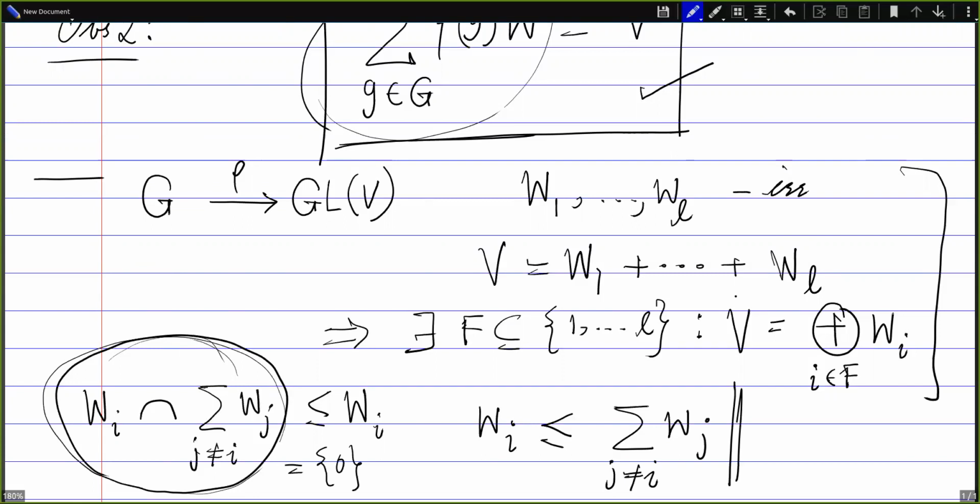So if this is not the case, then when we start our checking, whichever fails first, let's say W3 fails, so W1 and W2 pass.